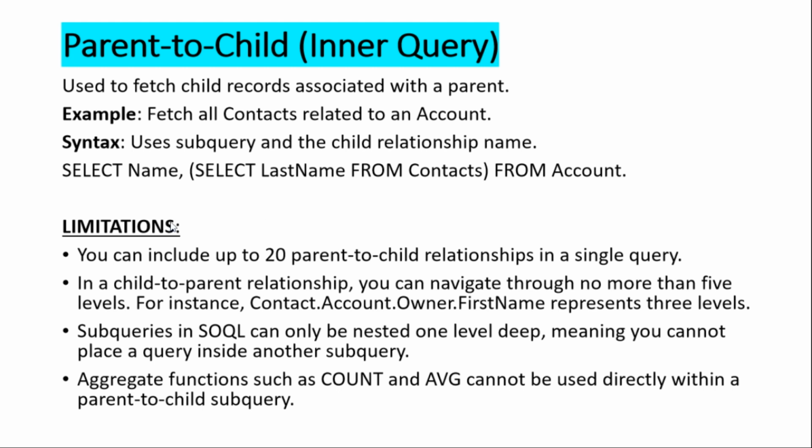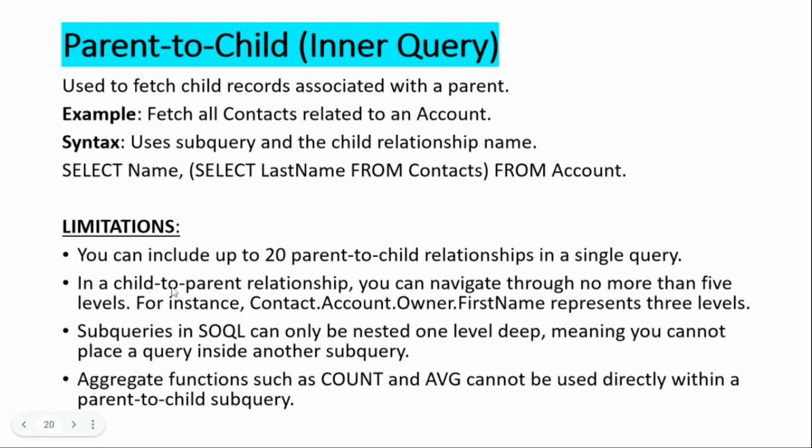Coming to the limitations, you can include up to 20 parent to child relationships in a single query. Here we have one subquery on the contacts object, and account is also a parent object to the opportunity. You can put a comma and include a subquery of the opportunity object as well. Like that, you can write subqueries up to 20.